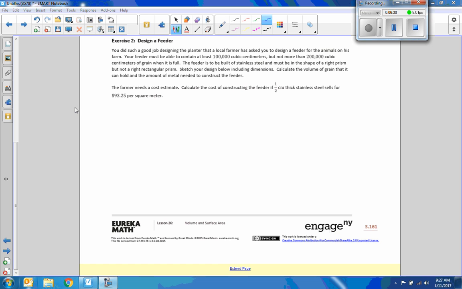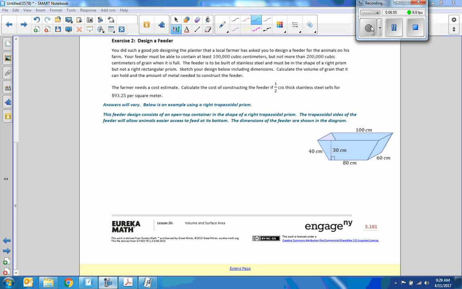Calculate the volume of the grain that it can hold and the amount of metal needed to construct the feeder. The farmer needs a cost estimate. Calculate the cost of constructing the feeder, if 1/2 centimeter thick stainless steel sells for $93.25 per square meter. Okay, this is a very complex problem. I will bring in a diagram and an explanation, and then we will solve it.